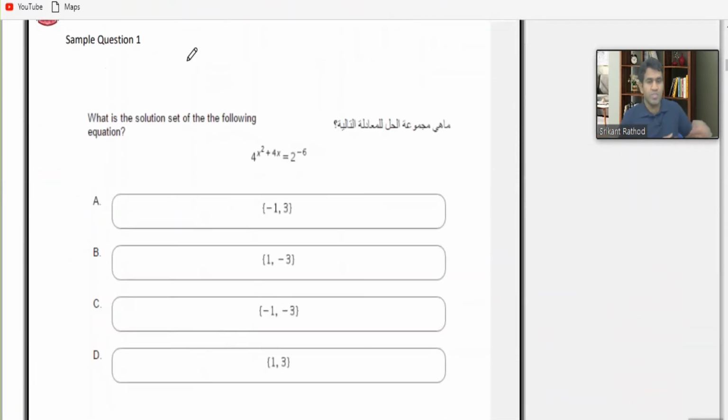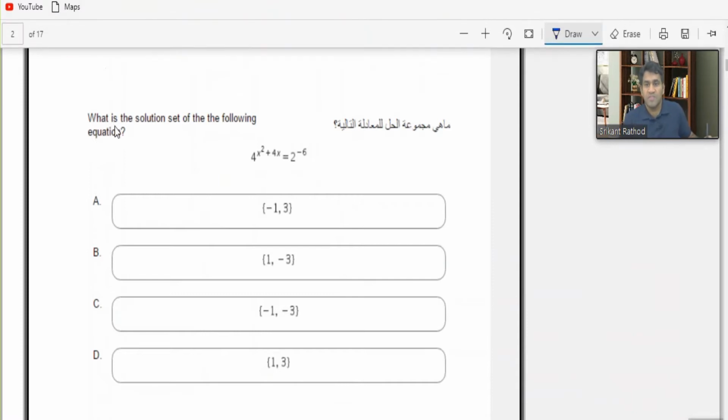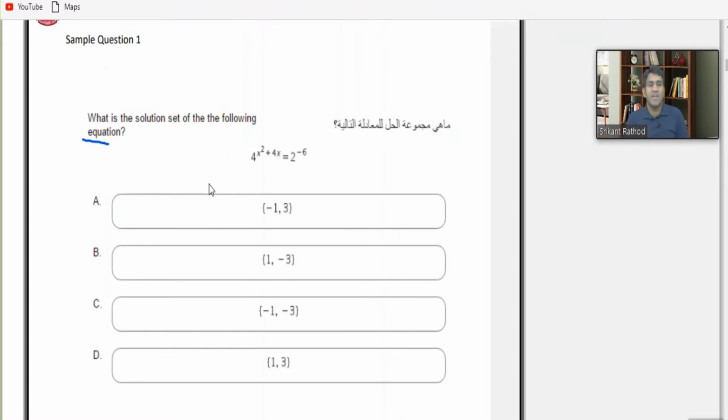So this is the one question. The question says: what is the solution set of the following equation? What is the solution set? It means what is the value of x that makes this expression true. That is called the solution to the set of equations. So how do I solve that?